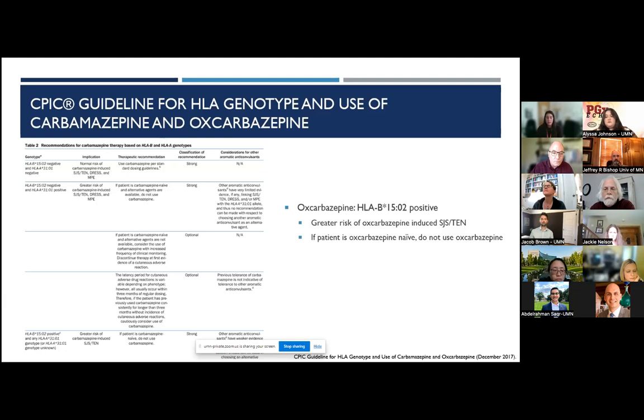Some of the other aromatic AEDs should also be used with caution if a patient's positive, just to essentially rule out any additional risk of these side effects. And then patients who are positive for HLA-A3101 are also at a higher risk of the cutaneous reactions from carbamazepine, so it's generally recommended to avoid it in those patients as well.